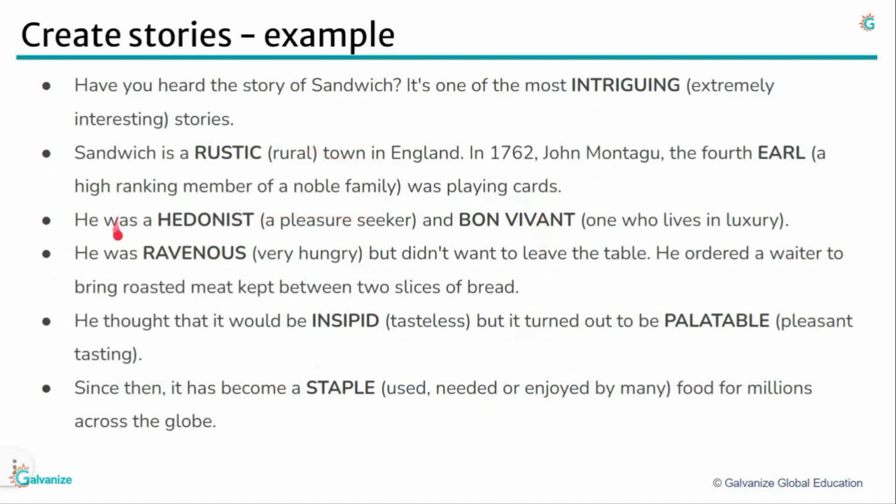Here, it's also interesting to note that these three words are somewhat similar. Hedonist is someone who seeks pleasure. Bon vivant also means someone who seeks luxury. These two words are somewhat related. Ravenous denotes a desire for food, being hungry, right? So these three words are connected, and this will actually help you form a picture of this character and remember all these words at once.